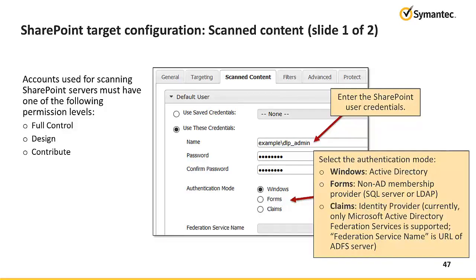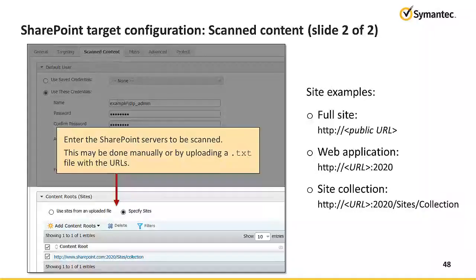Currently, the only identity provider Symantec DLP supports is Microsoft Active Directory Federation Services, or ADFS. The value you specify in the Federation Service Name field is the URL of the Microsoft ADFS server. Next, specify the SharePoint sites to scan. For each site, enter a target URL to the SharePoint web application, site collection, or site to be scanned. All items in child sites and subsites are scanned.